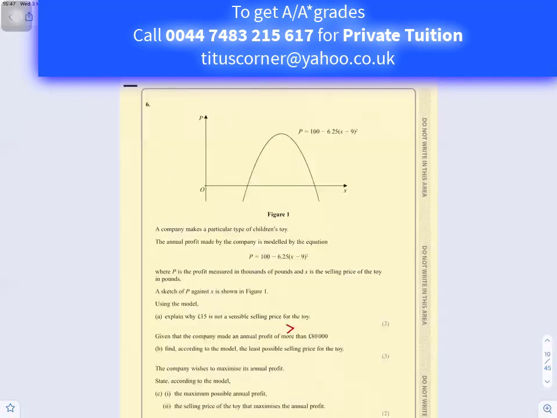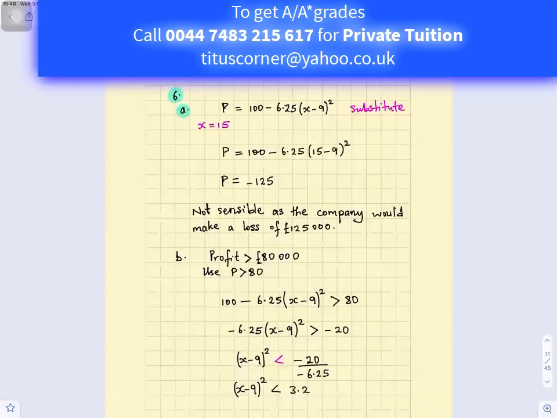Question number 6. A company makes a particular type of children's toy. The annual profit made by the company is modeled by the equation. Part A, explain why £15 is not a sensible selling price for the toy. So for 6A, P is equal to 100 minus 6.25 bracket x minus 9 squared. We substitute x equals 15. So when we substitute x equals 15, put that in your calculator, you get P to be minus 1.25. It is not sensible as a company would make a loss of 125,000 because it is negative.